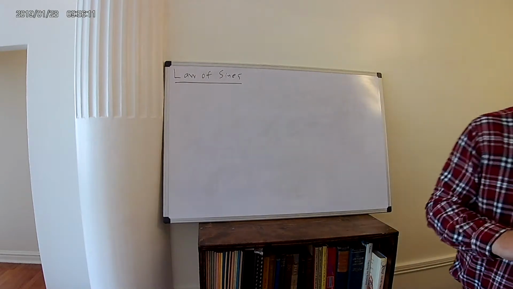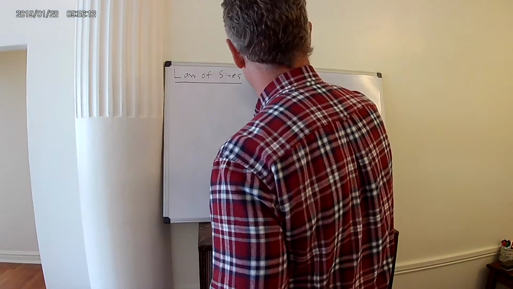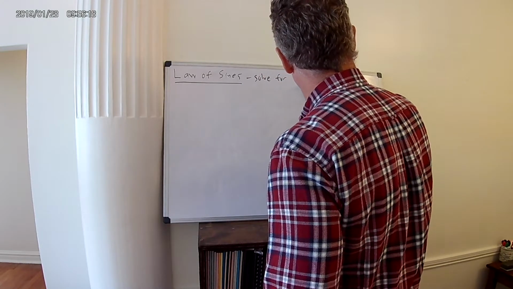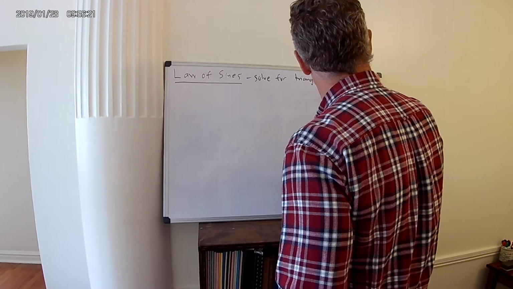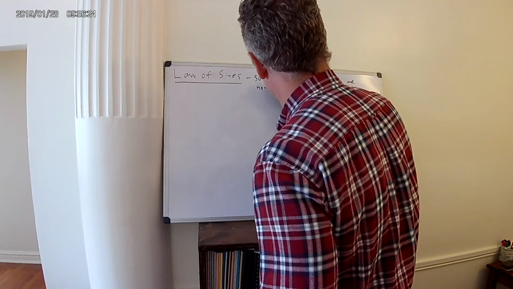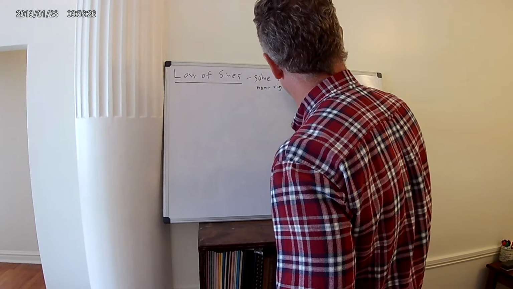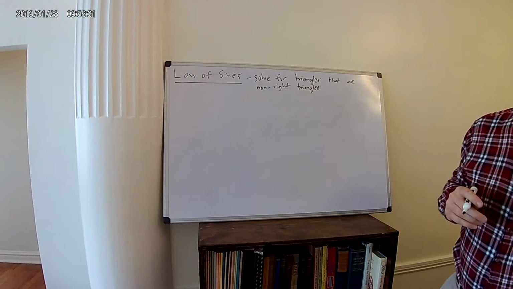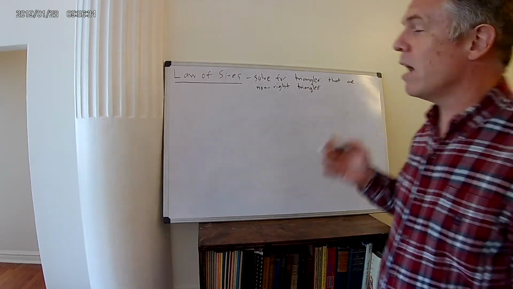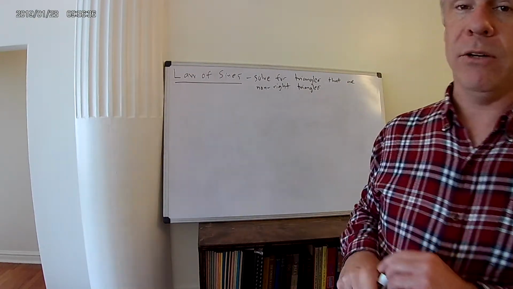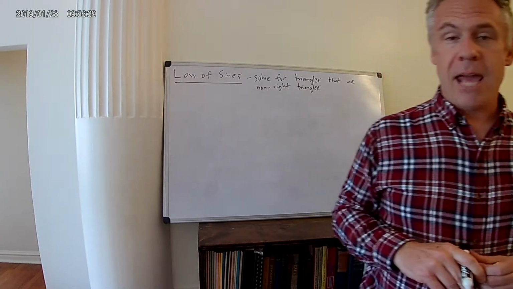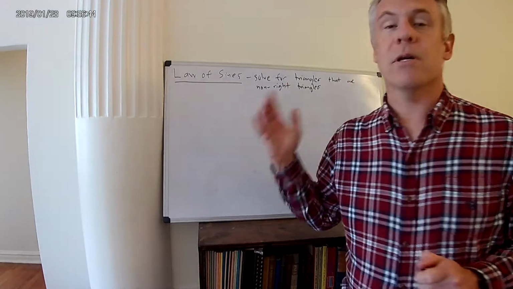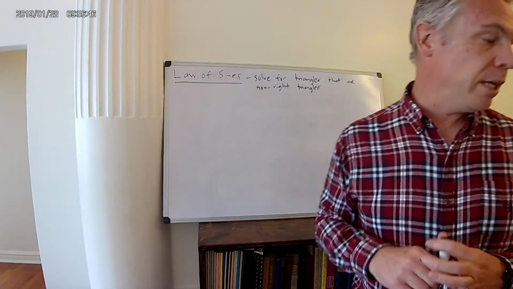Okay, so the law of sines is used to solve for triangles that are non-right triangles. Meaning triangles that don't have an angle that's equal to 90 degrees. And the fact is, most triangles you would encounter in life are not right triangles. So we need a way to solve for all the angles and sides of a non-right triangle. And that's where the law of sines comes into play. Then we'll also talk about the law of cosines, which is another tool we can use.